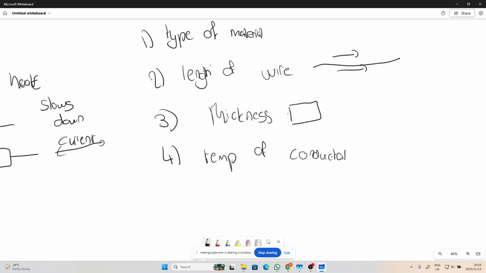Temperature affects it. The hotter the conductor is, the worse it gets. That's why we generally want to keep things cool. When the electrons flow through here, let's say there's a flame here, it decreases the conductivity because now there's heat energy also going through here. So this moves slower now. Right.